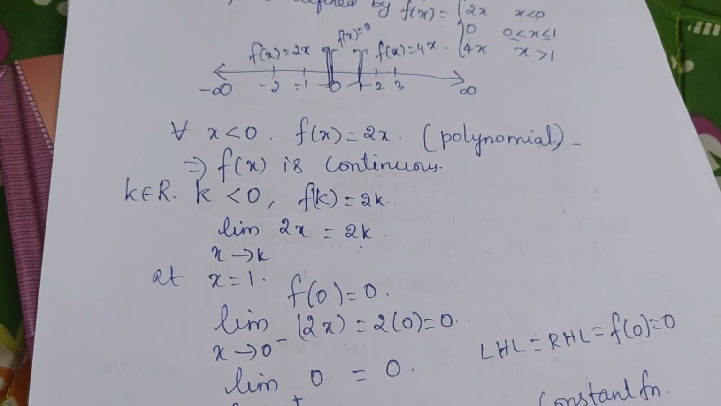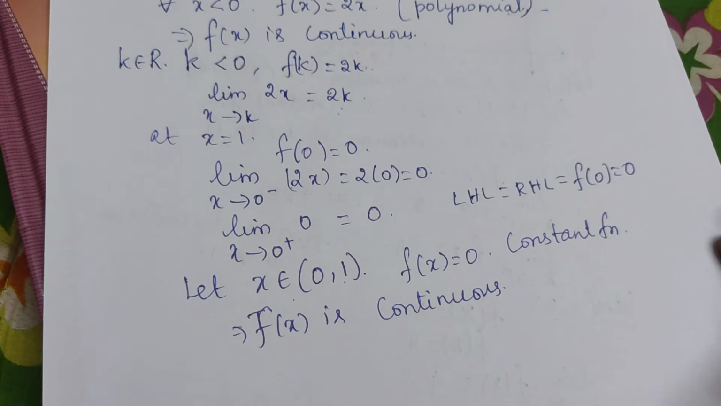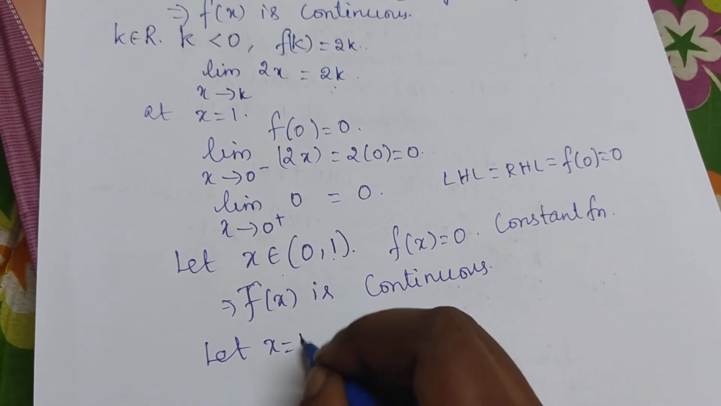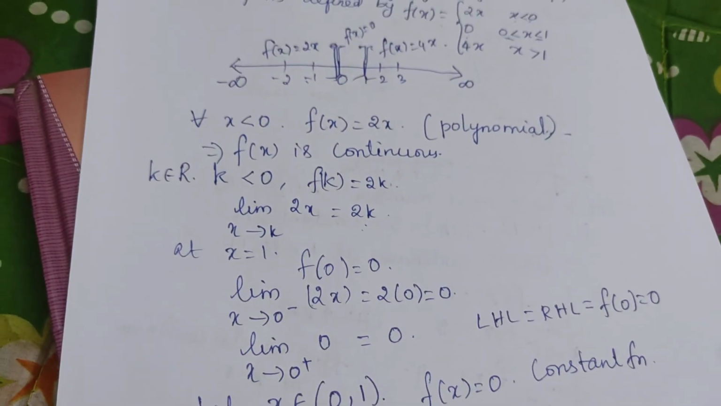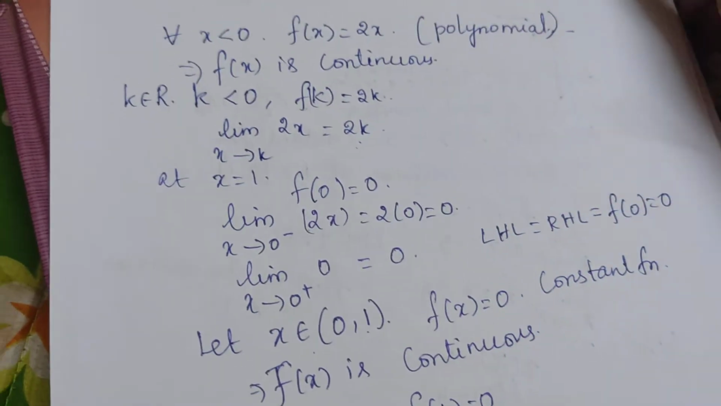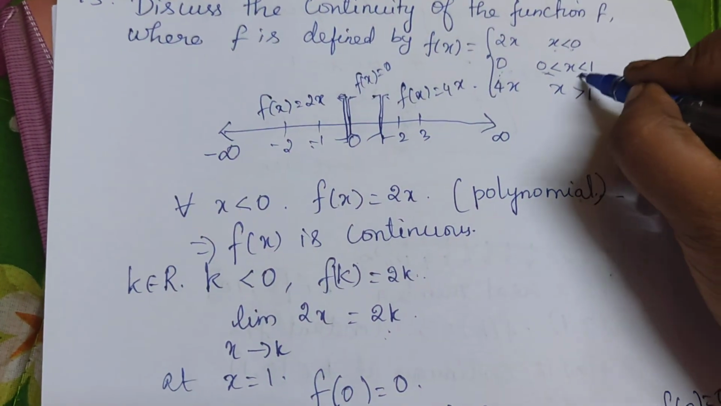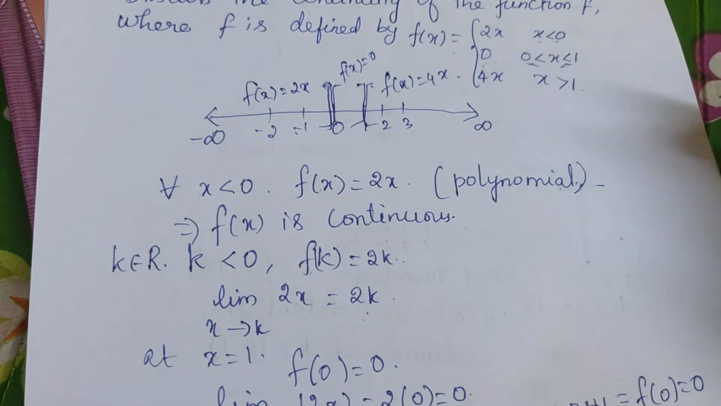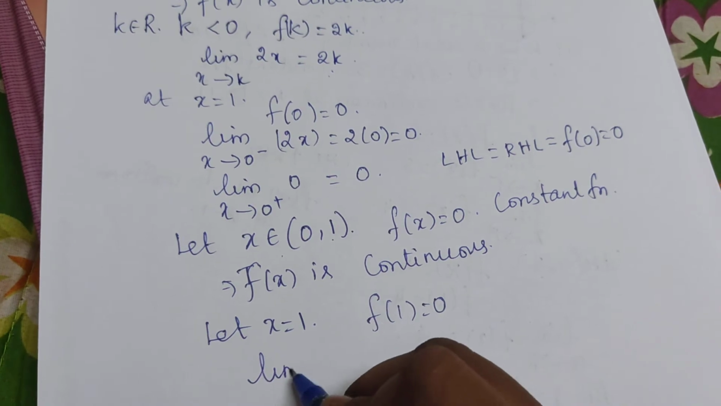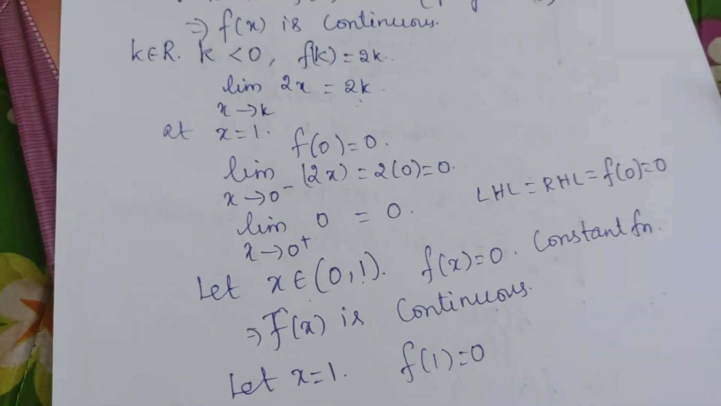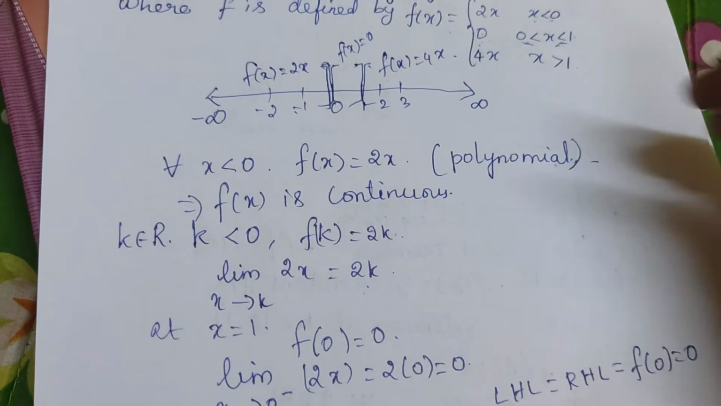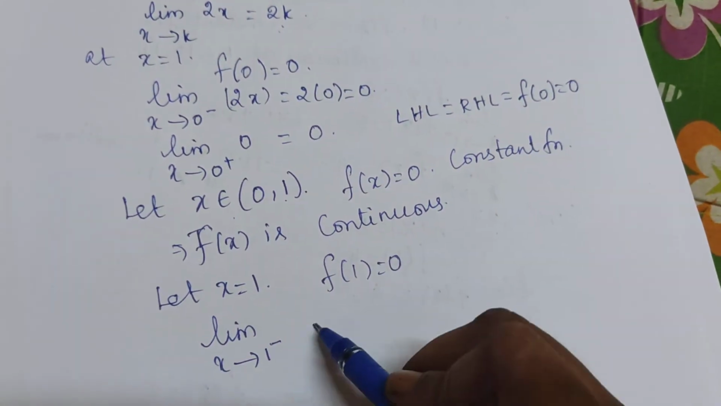Now we'll consider the continuity at point 1. At x equal to 1, the functional value f of 1 is 0, because when the value of x is 1, we are taking the function as 0. So here it is 0. Now we'll calculate the left hand limit. Limit x tends to 1 from the left hand neighborhood. In the left hand neighborhood of 1, we have the function f of x equal to 0.